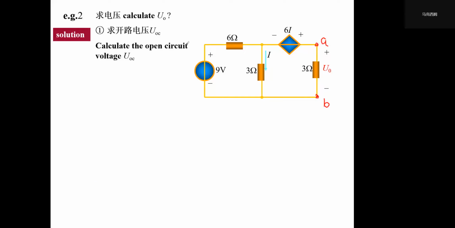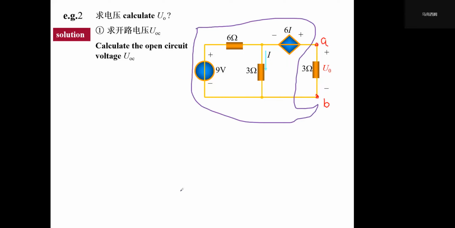So we can transform this stuff into one voltage source in series connection with a resistor, right?